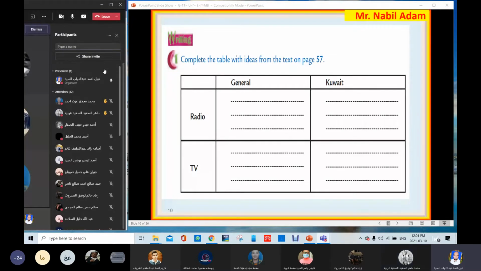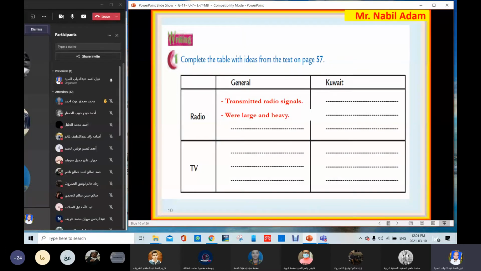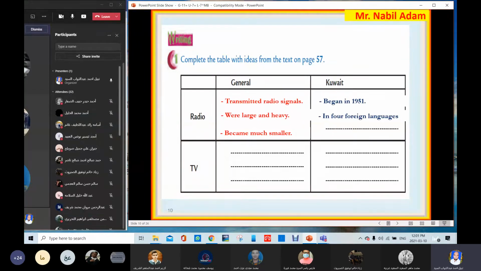Now, let's read some of the ideas you've just suggested. The first one: the radio transmitted radio signals all over the world. The radio sets were large, in large wooden cases, and they were heavy to lift. After the invention of transistors, they became much smaller. In Kuwait, the radio began in 1951, and most radio programs were in four foreign languages so that people can understand and learn about the news, what is happening inside and outside Kuwait.